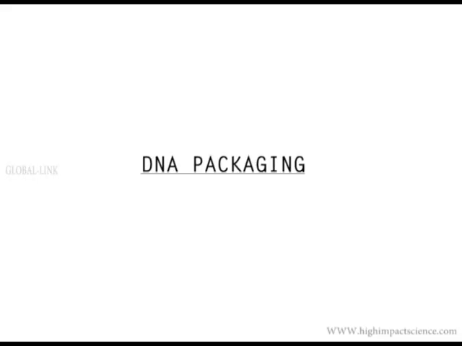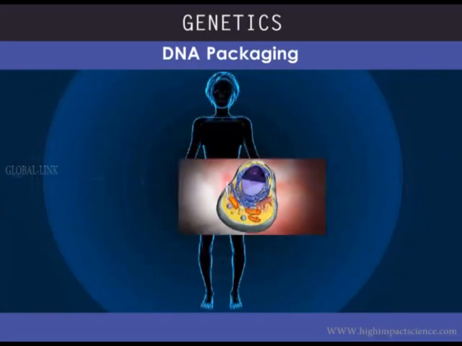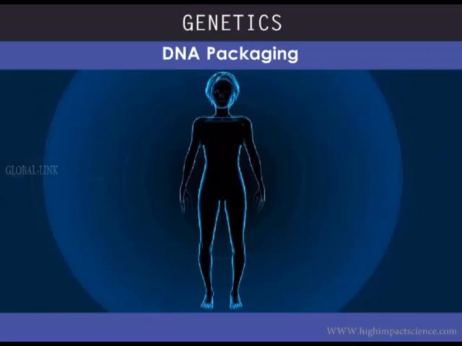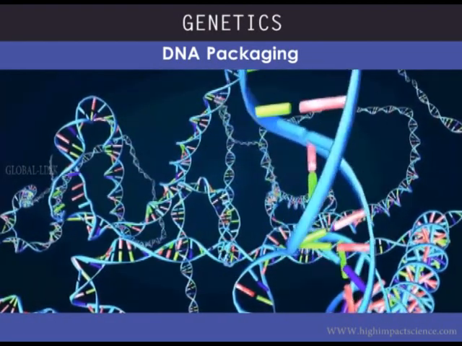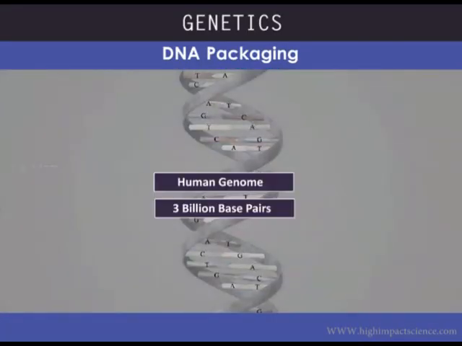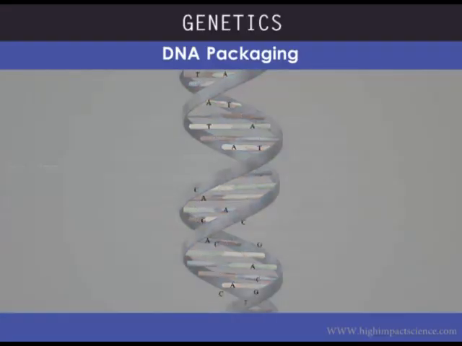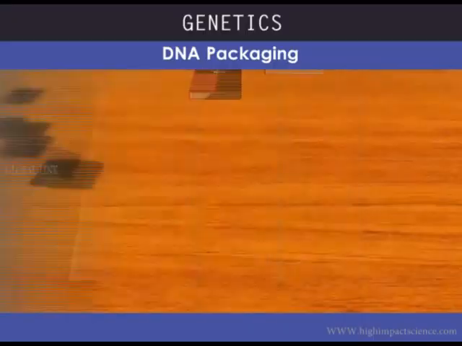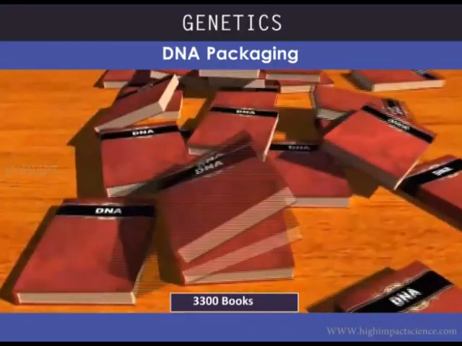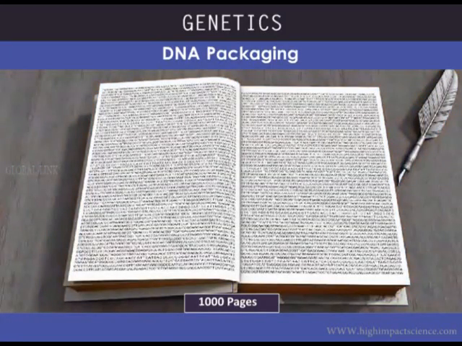DNA packaging. The DNA stores all the genetic information about a living organism in coded form. And as you can imagine, this information is enormous. In fact, a single-cell nucleus has DNA with approximately 3 billion base pairs. If we store the entire DNA sequence of a single human cell in books, we would have 3,300 books, each with 1,000 pages, where each page has 1,000 letters.